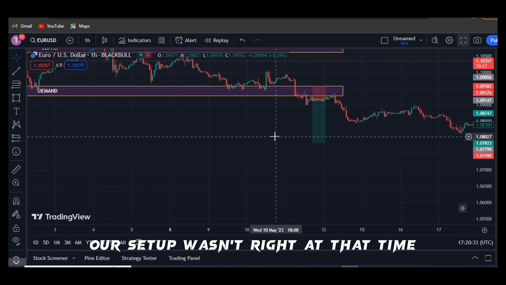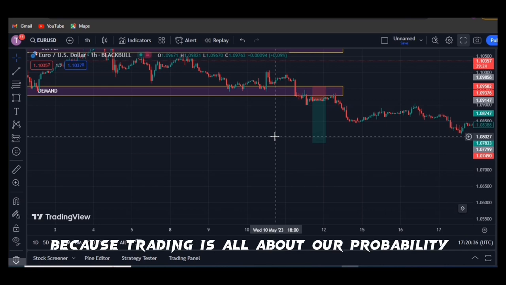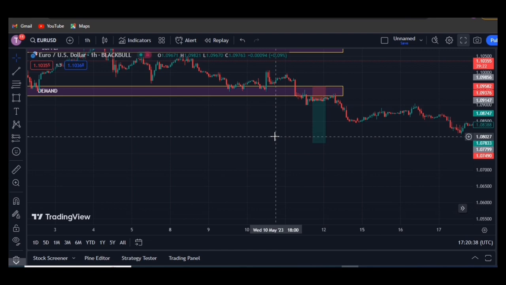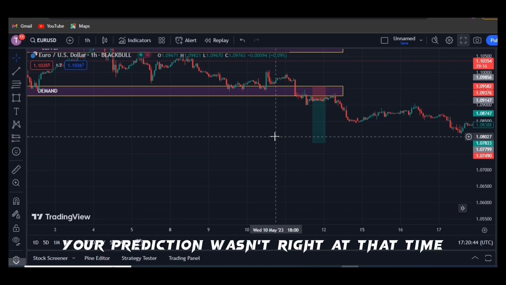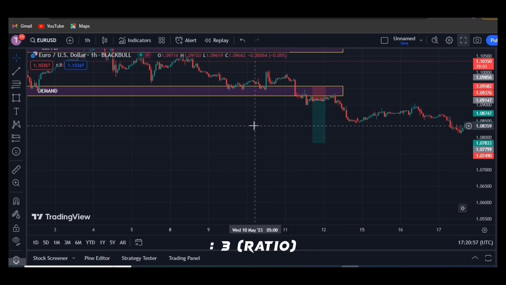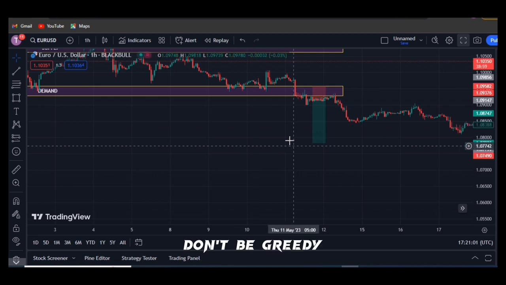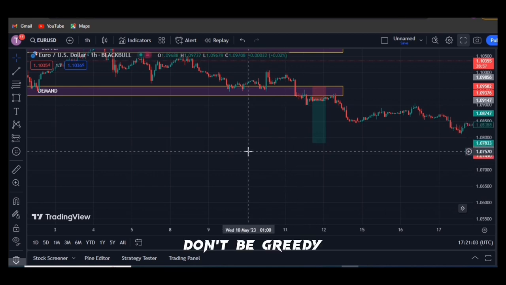Which means our setup wasn't right at that time, because trading is all about probabilities. We can't be right always. Anytime you use 1:3 and it didn't come, just be rest assured that your prediction wasn't right at that time. Guys, just use 1:3. Don't be greedy.